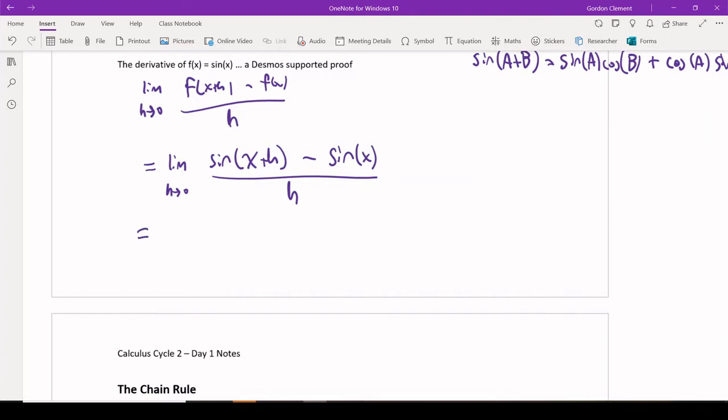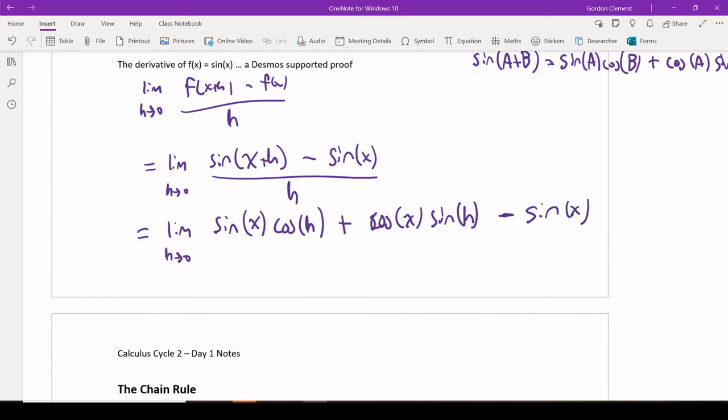So we'll fill that in. Sine of my a is going to be x. My b is going to be h. Plus cos x sine h, and then minus sine of x, all over h. Okay, that's different. I don't know if it's helpful or not, but there we go. That's something anyway.